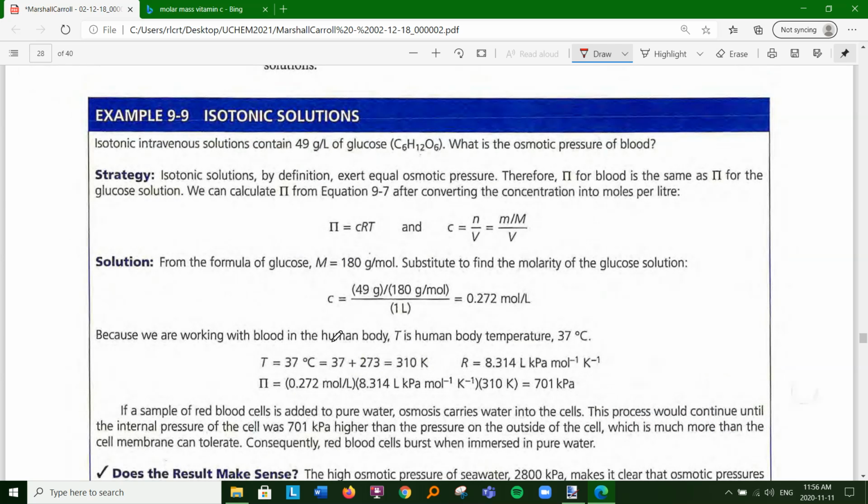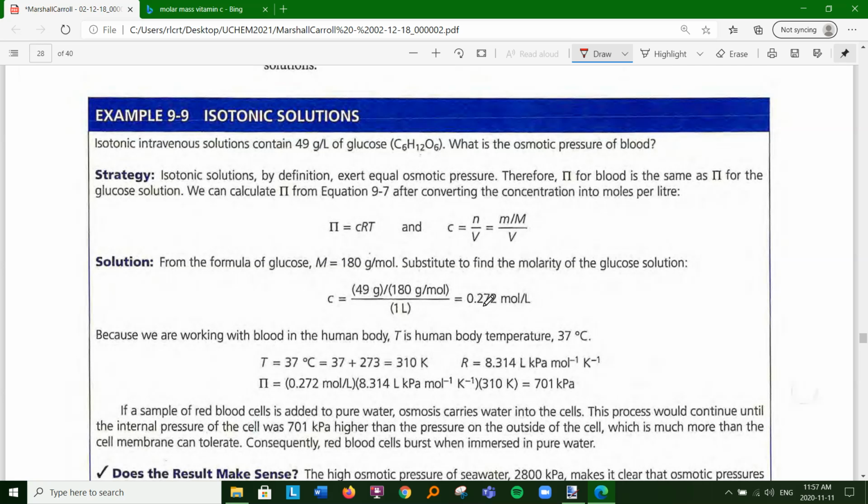Let's do an example of it here. Isotonic intravenous solutions contain 49 grams per liter of glucose. What's the osmotic pressure of blood? Okay, so 49 grams per liter. We want to get that into moles per liter. So you've got 49 grams. The molar mass of glucose, you look it up, or it's given in the question, is 180 grams per mole, in 1 liter, so 0.272 moles per liter.